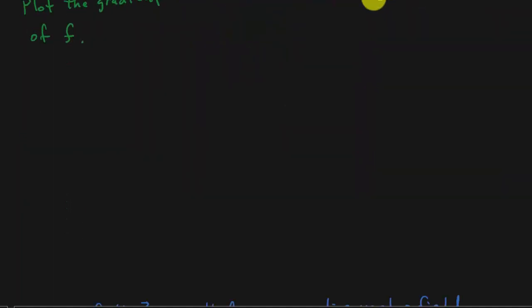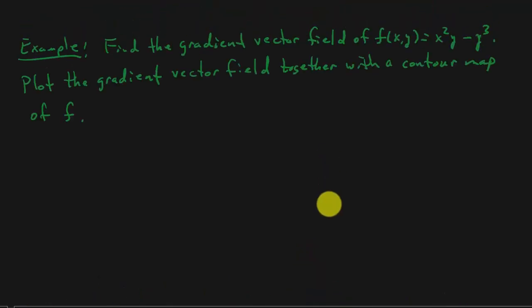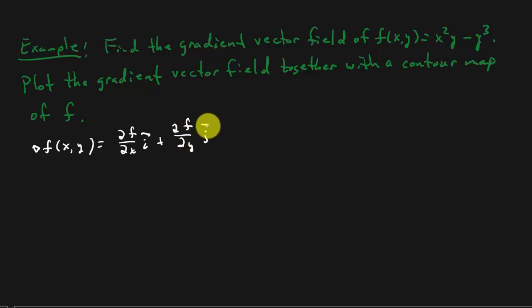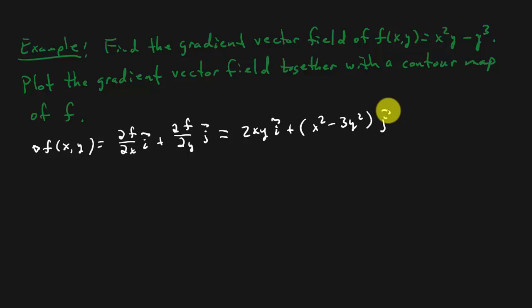All right, so let's look at this example right here. It says find the gradient vector field of f of xy equals x squared y minus 3y and plot the gradient vector field together with a contour map of f. So we've got the gradient of f of xy, which is equal to the partial of f with respect to x times i plus the partial of f with respect to y times j. The partial with respect to x would be 2xy times vector i plus, and then the partial with respect to y would be x squared minus 3y squared times vector j. Okay, and so there's your gradient vector.